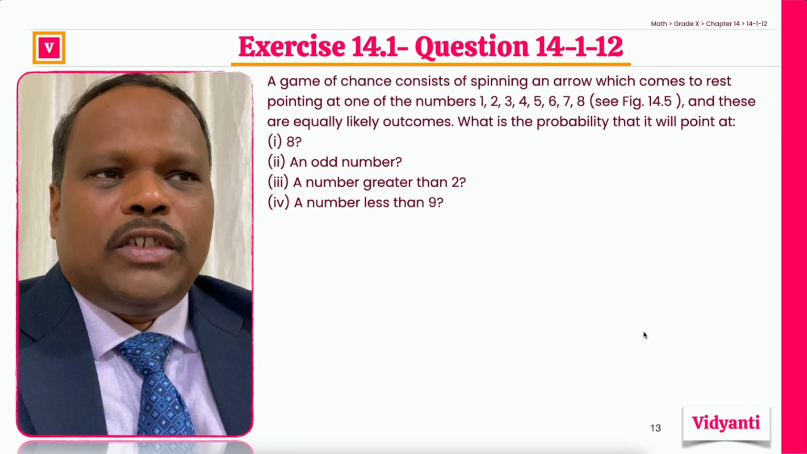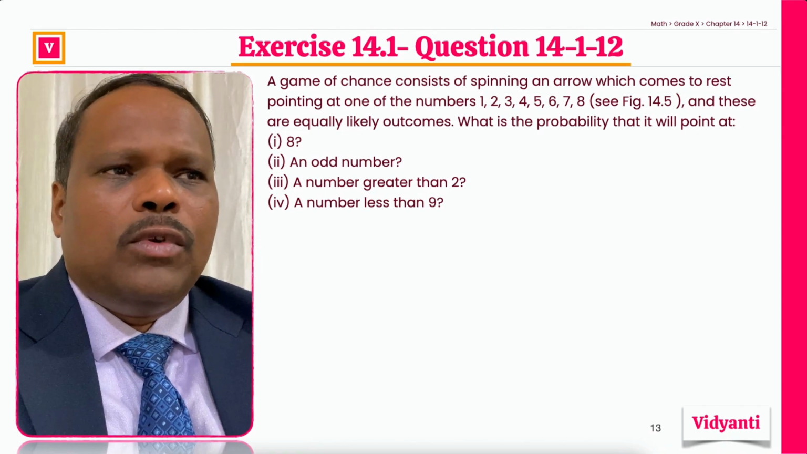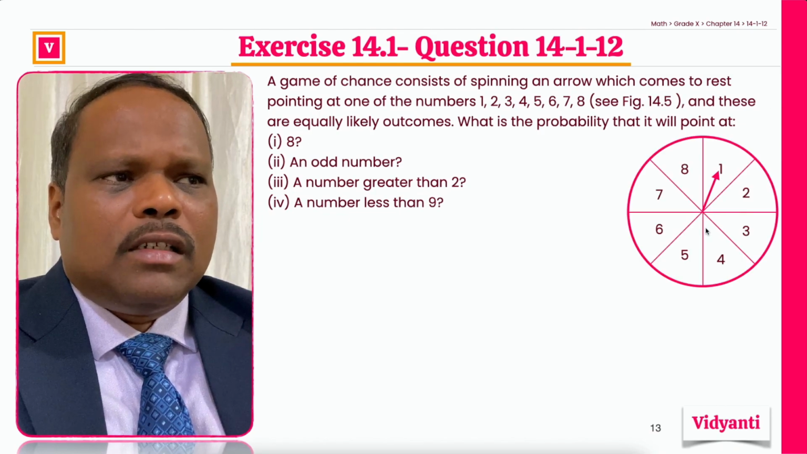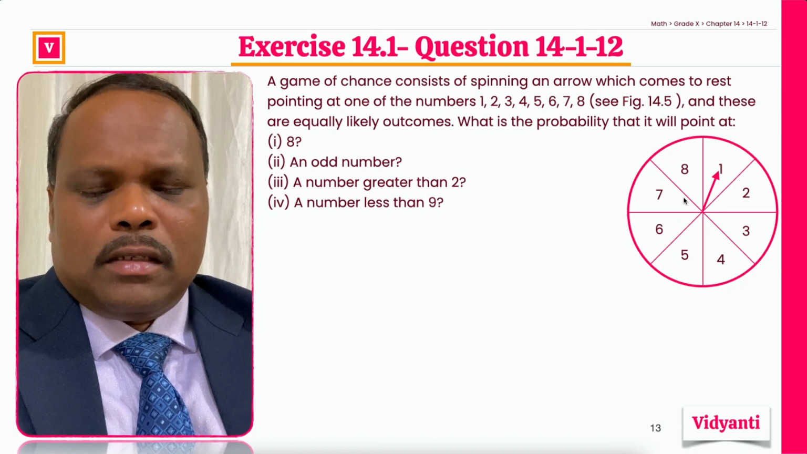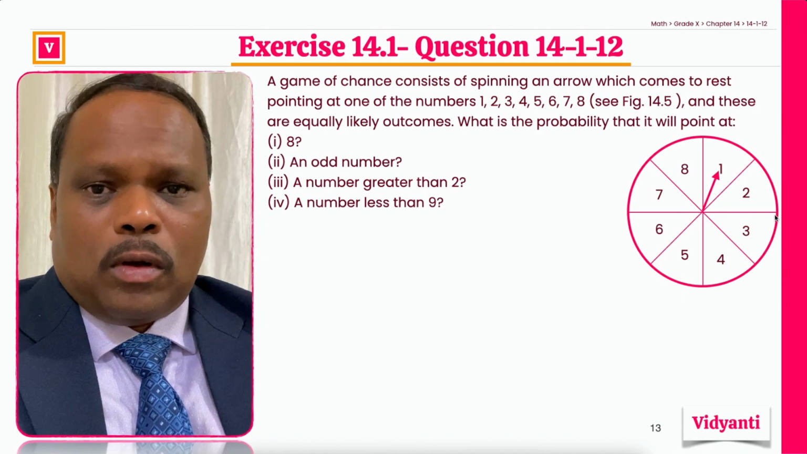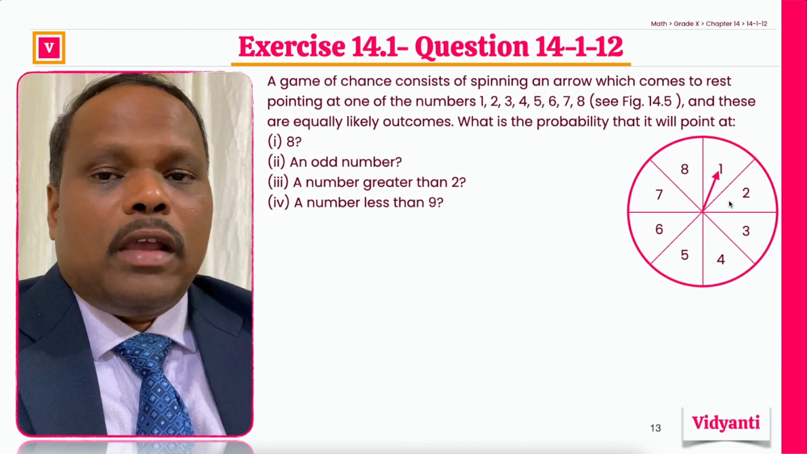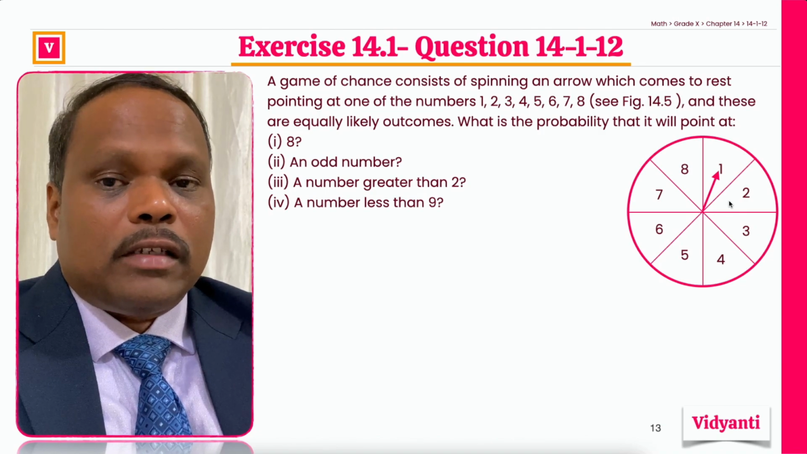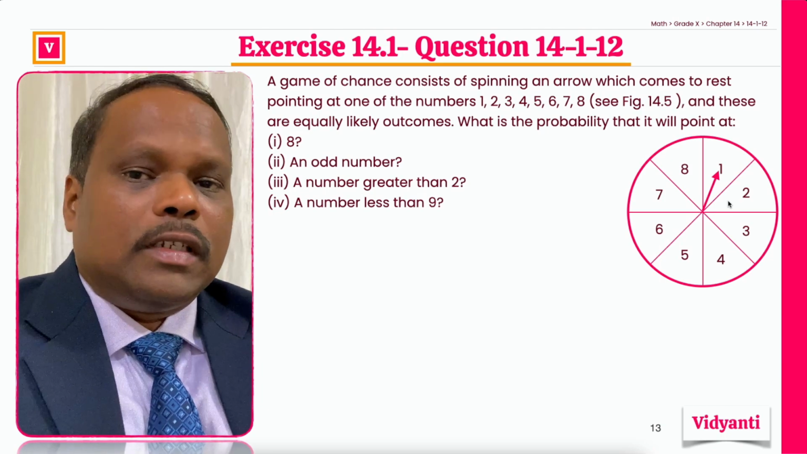A game of chance consists of spinning an arrow, and that arrow can give you anything between 1 and 8. So let's see the diagram. They have given the figure. The diagram has a spinning arrow on the wheel, and there are 8 possibilities. So here everything is 8. So there are 8 possibilities. That's your sample space, the set of all possibilities: 1, 2, 3, 4, 5, 6, 7, 8.